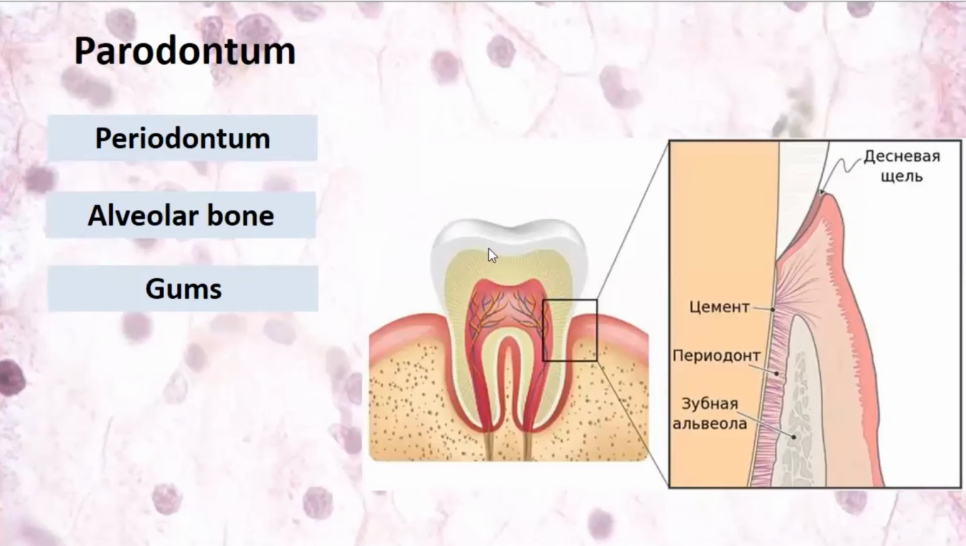And we have discussed structures and tissues of teeth, and also we have supportive tissues, supportive structures which maintain the teeth. And those tissues and structures are called parodontum. And I think you know about the disease which is called parodontosis. It's destructive changes in the parodont. And parodontum includes three components: periodontum, or tooth ligament, dental ligament; alveolar bone; and gums, or gingiva.